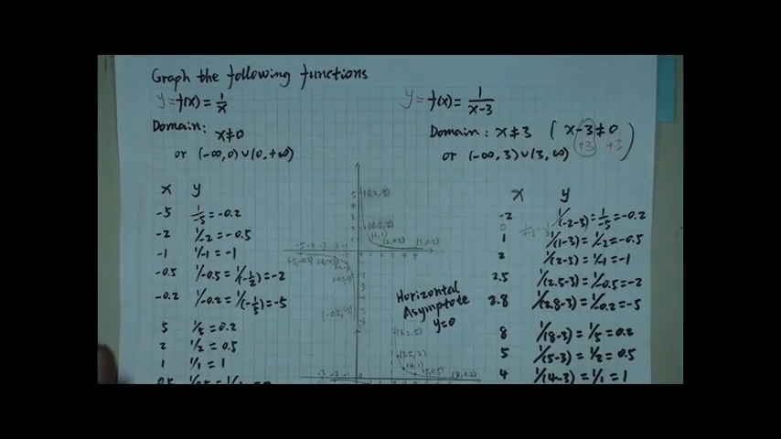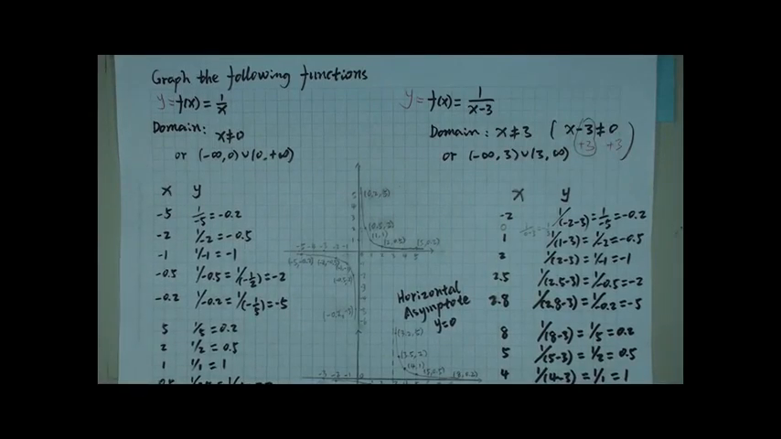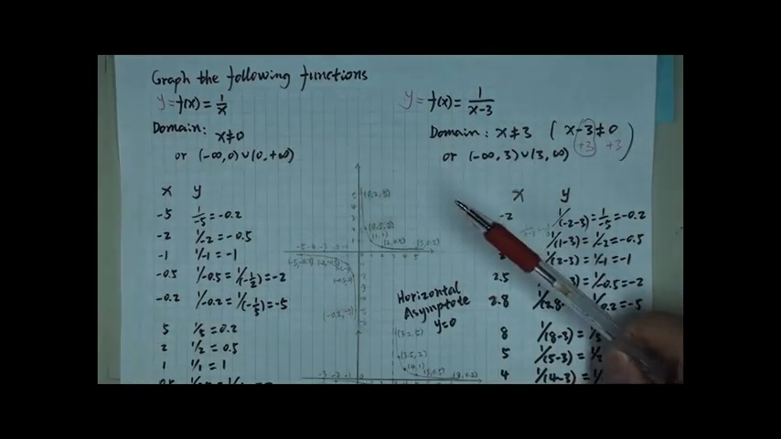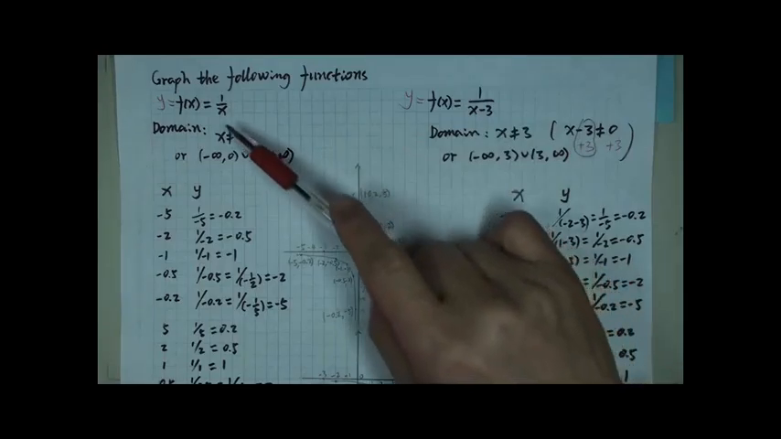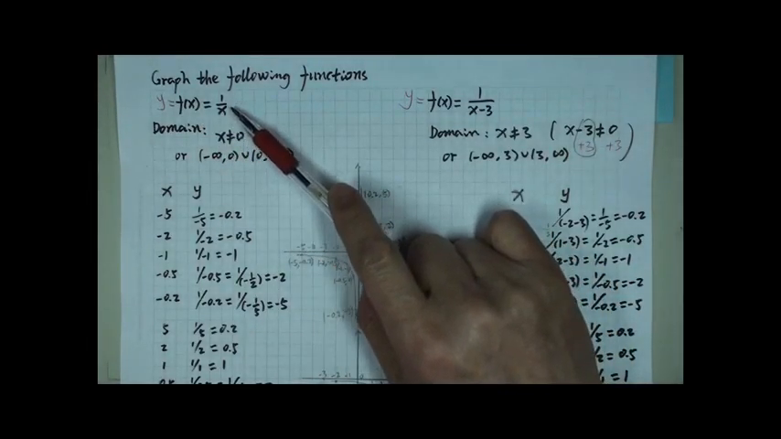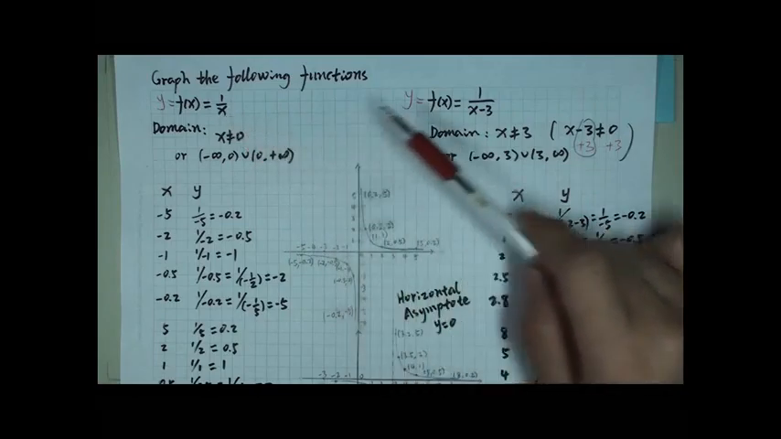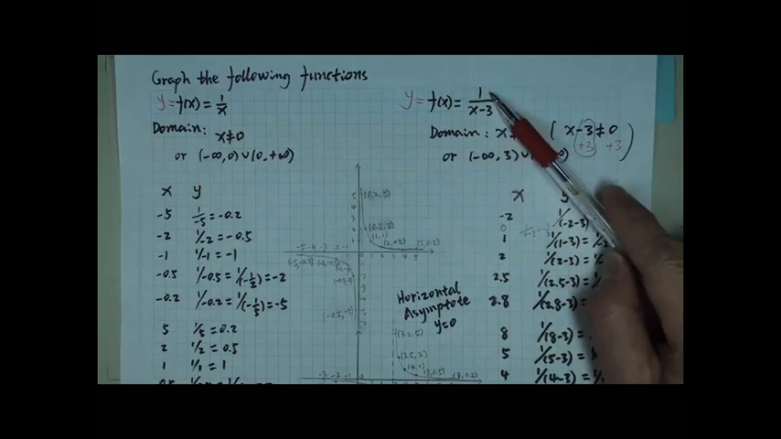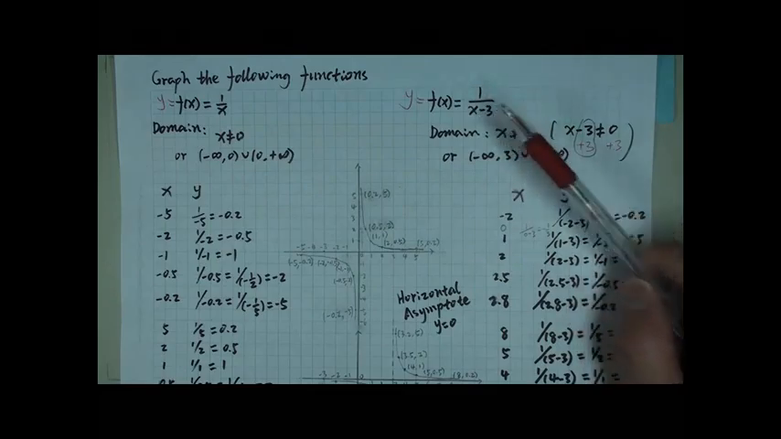In this lecture, we will talk about how to graph the rational functions. Here there are two functions. One is f of x equals 1 over x. Another is f of x equals 1 over x minus 3.